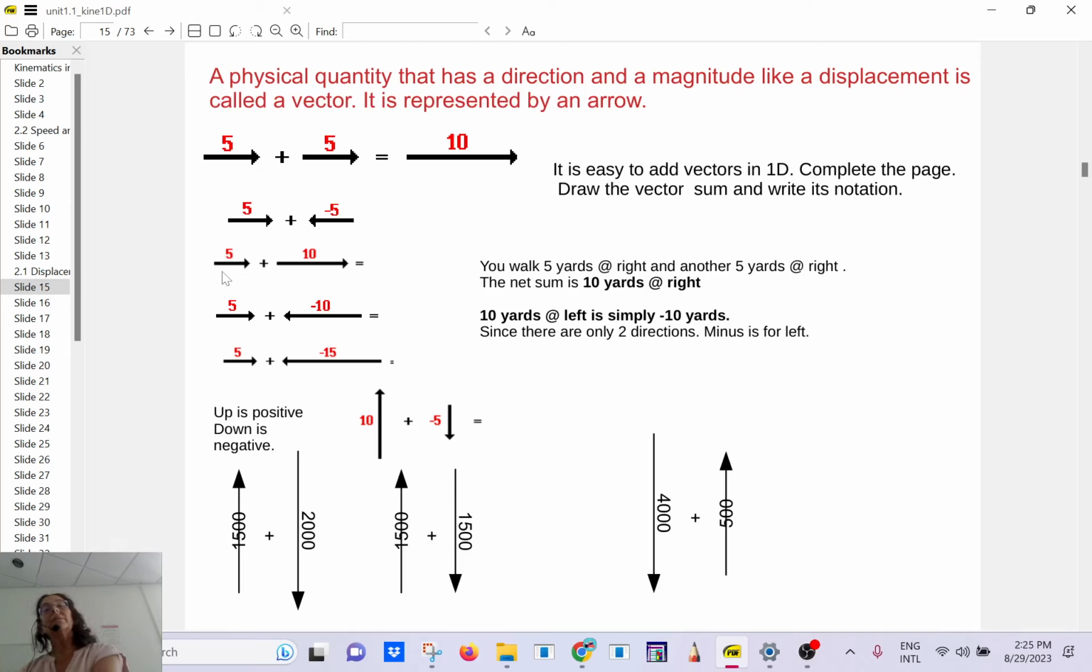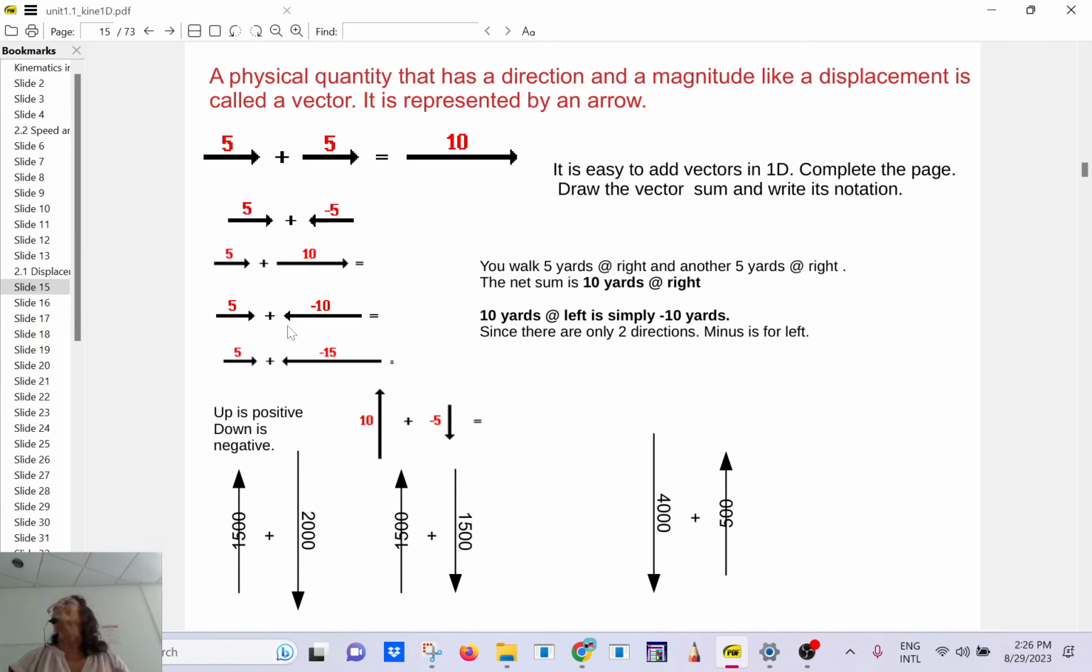If someone is pushing 10 pounds and the other one is pushing 5 pounds, two vectors, what's going to be the sum? 15 pounds. If I move 5 miles to the right and 10 miles to the left, what's going to be the displacement? 5. Very good, negative 5. It's like you are five units away from home, but the distance is 15.